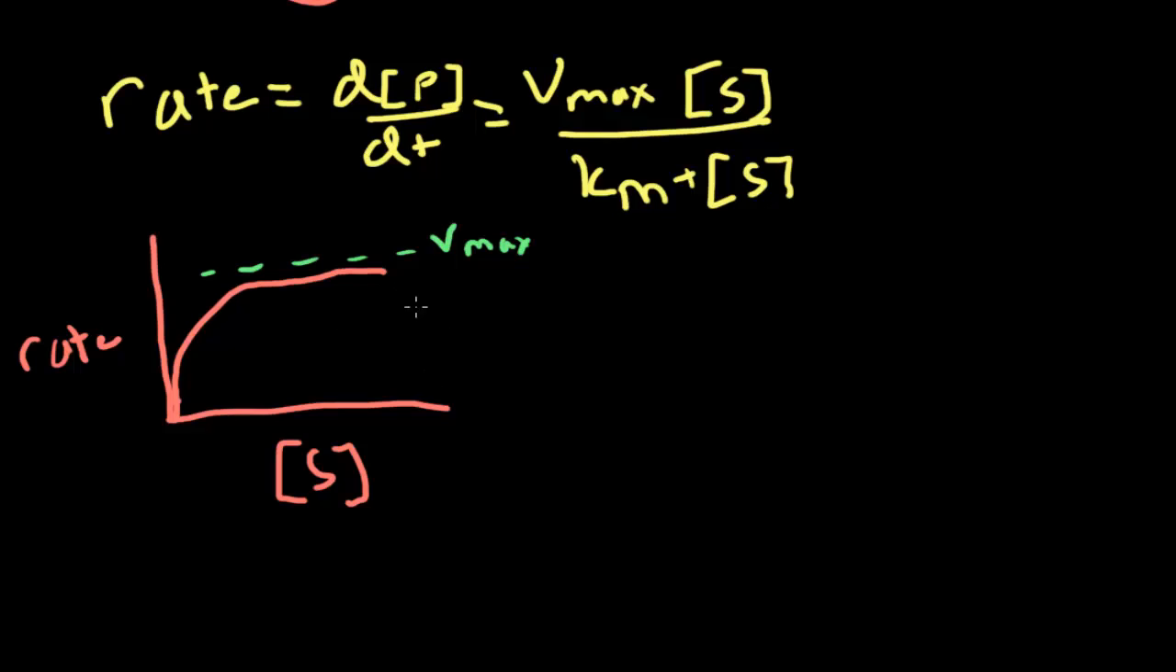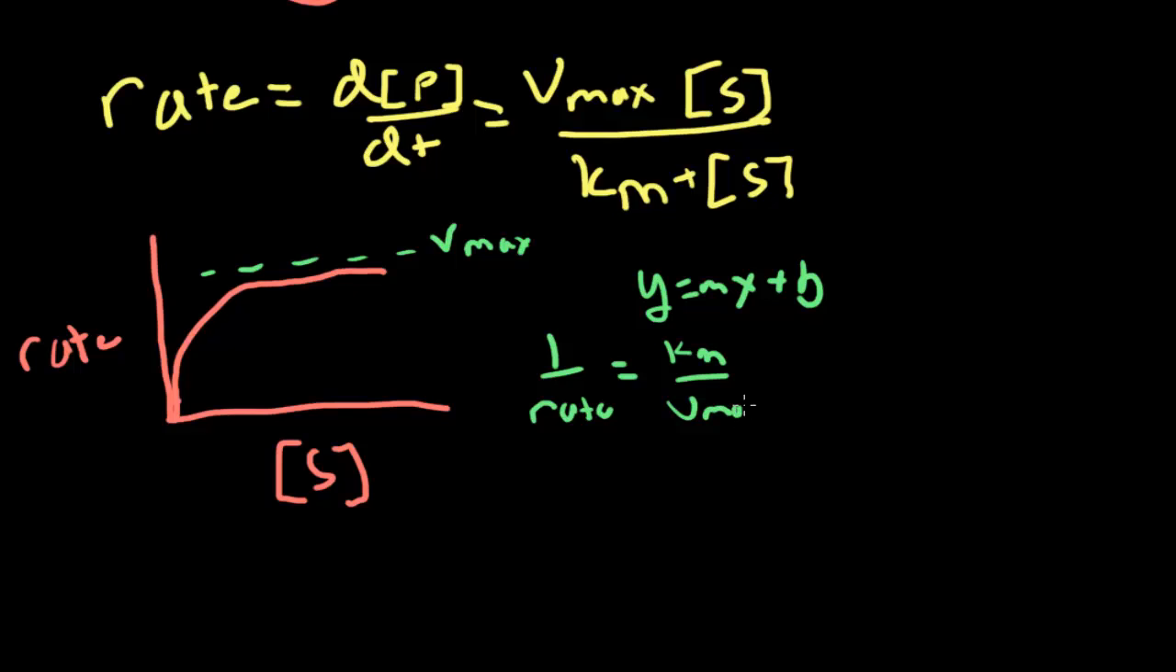You can also convert this, because obviously this equation looks very hard to use. And you know what's much easier? y equals mx plus b. I mean, you learned that probably back in 6th or 7th grade. It seems a lot simpler to use. So let's make this in that same form. 1 over rate equals Km over Vmax times 1 over substrate plus 1 over Vmax.